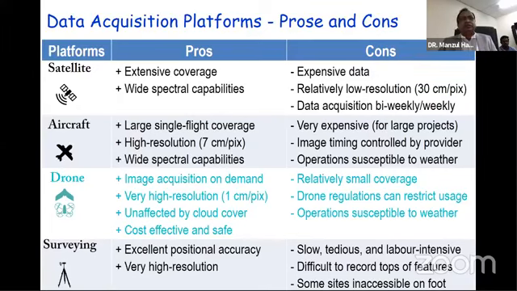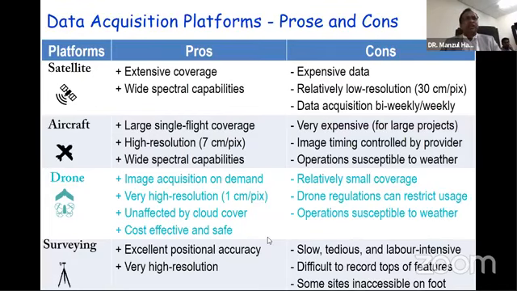Then aircraft: large single flight coverage, also high resolution, 7 centimeter per pixel. Again, wide spectral capabilities. But the con is, again, very expensive. Flying an aeroplane is very expensive, and a lot of permissions are required, and the operation is susceptible to weather. On the other hand, the last one, surveying, has excellent position accuracy, very good resolution, but it is slow, tedious, and labor intensive, and in some areas which are inaccessible, you cannot do the survey.